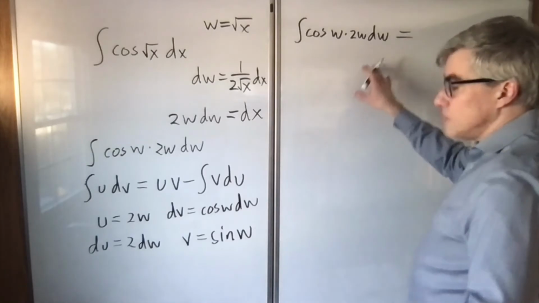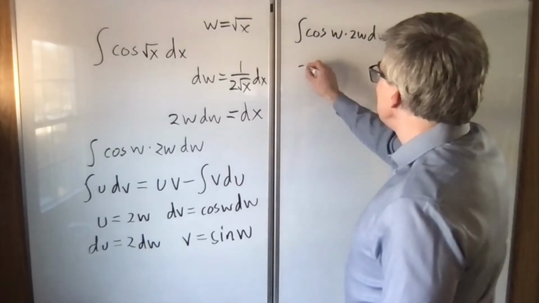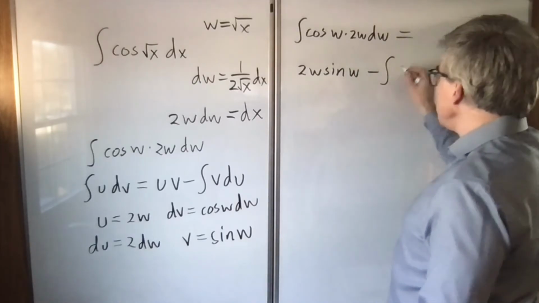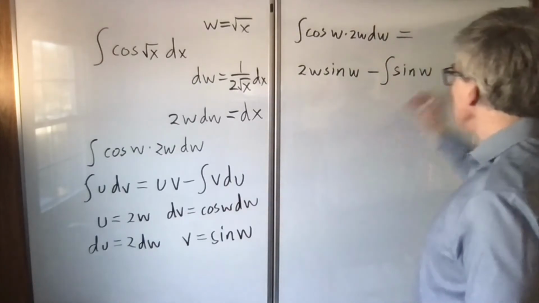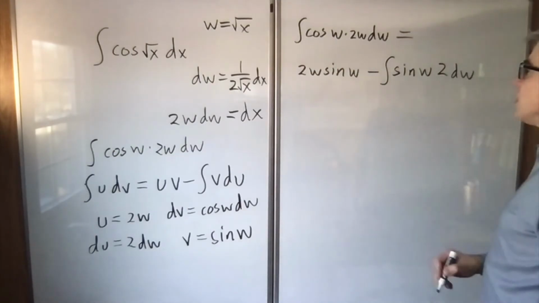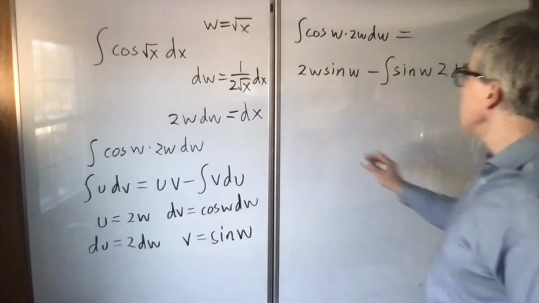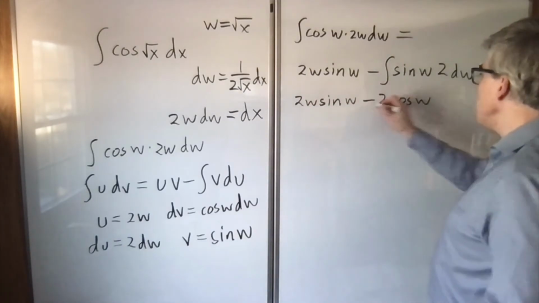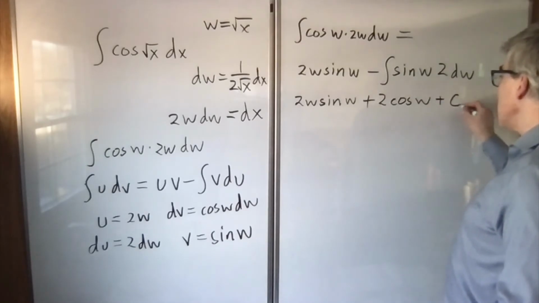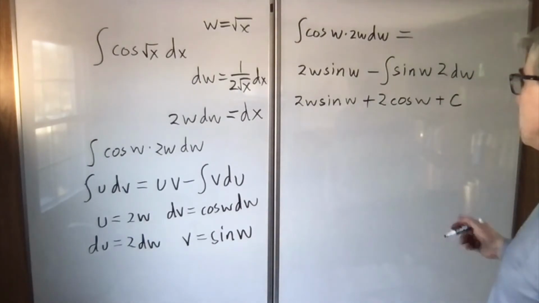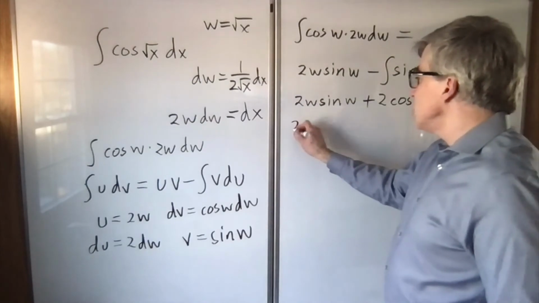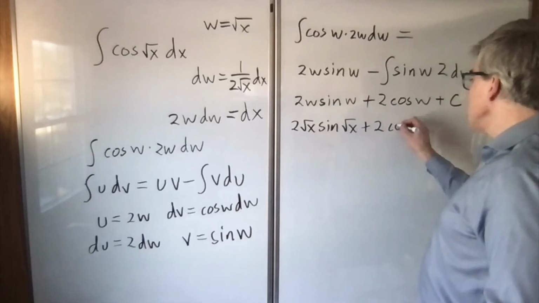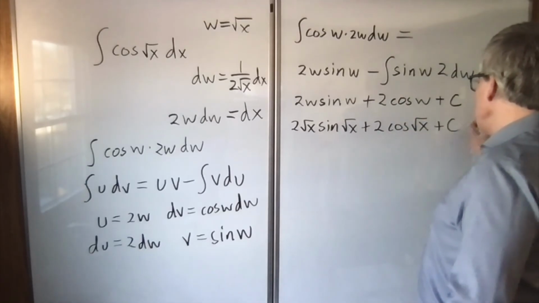Plugging into this integral, we get u times v, 2w sine w, minus the integral of v, sine w, du, which is 2 dw. This can be integrated easily, so we have 2w sine w minus 2 cosine w becomes positive, plus a constant, because we've finished integrating. Now we substitute back: 2 square root x sine square root x plus 2 cosine square root x plus C. There's the answer.